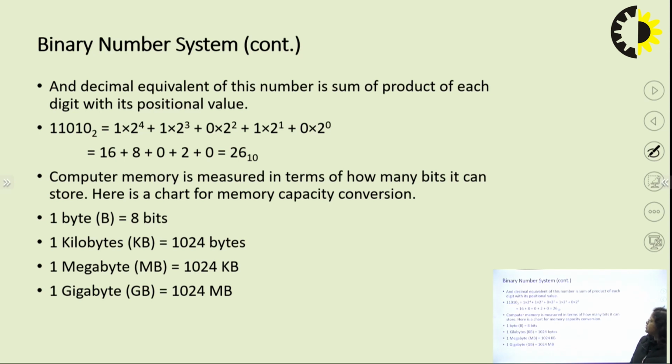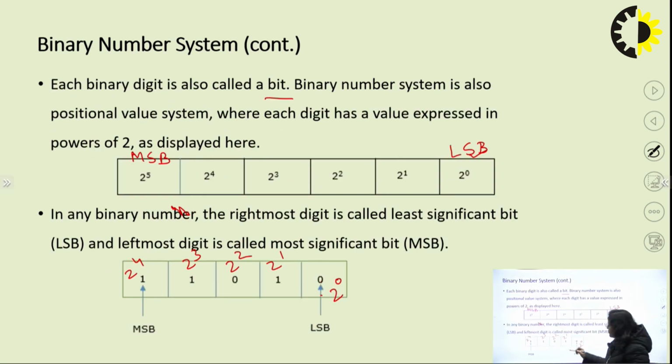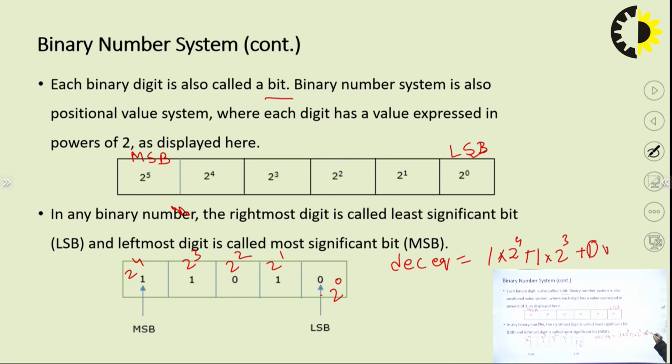Now, any binary number can be easily converted to its decimal equivalent value by the weighted sum, that is the value multiplied by weight. So, if we have to convert this binary number to decimal, then it is 1 into 2 to the power 4 plus 1 into 2 to the power 3 plus 0 into 2 to the power 2 plus 1 into 2 to the power 1 plus 0 into 2 to the power 0, which comes out to be 16 plus 8 plus 2, that is 26. So, this is its equivalent value in the decimal number system.